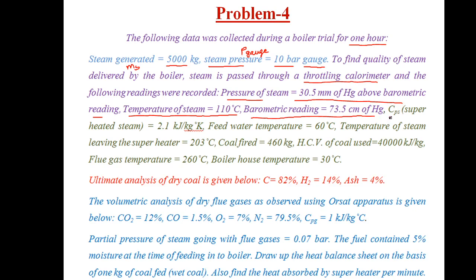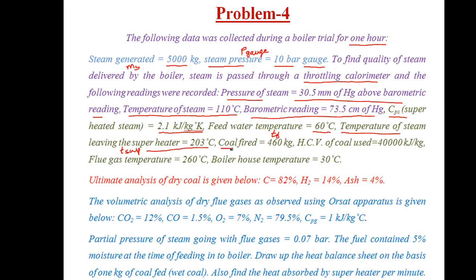Then the specific heat of superheated steam, C_ps, specific heat at constant pressure, is given as 2.1 kilojoules per kg Kelvin. The feed water temperature, T_f, is given as 60 degrees Celsius. Then the temperature of steam leaving the superheater: when steam is passed through the superheater, it becomes superheated steam, and the temperature of superheated steam, T_sup, is 203 degrees Celsius.